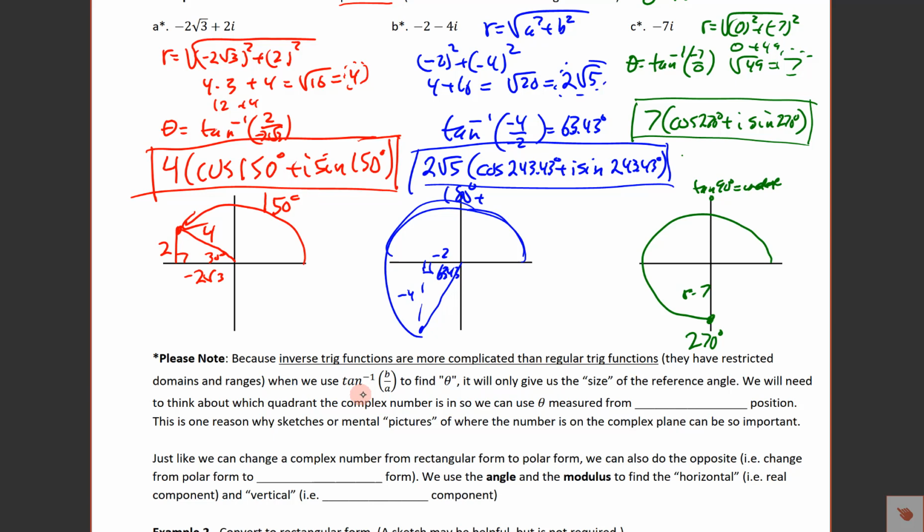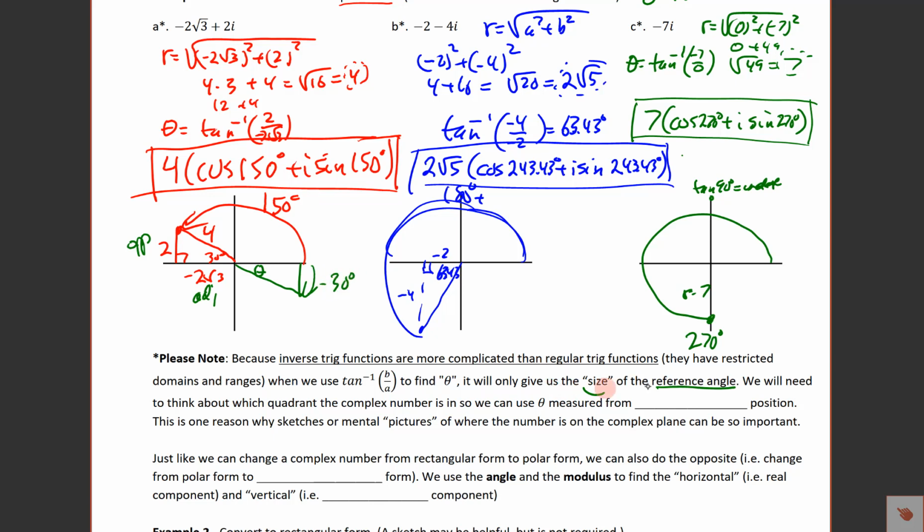So the point here is that when we use tangent inverse of b over a, and remember b is going to be this opposite side over here, and a is going to be the adjacent side over here, that's why we're using tangent. If we do that to find theta, and I've got theta in air quotes here, it's only going to give us the size of the reference angle. That's why when we found this one and it said -30 degrees, we kind of ignored the 30, because what the calculator was doing is finding the tangent of an angle over here, and that could be represented as -30 degrees.